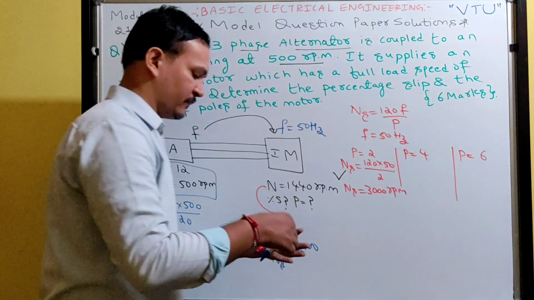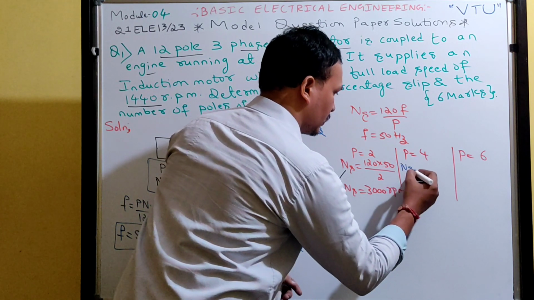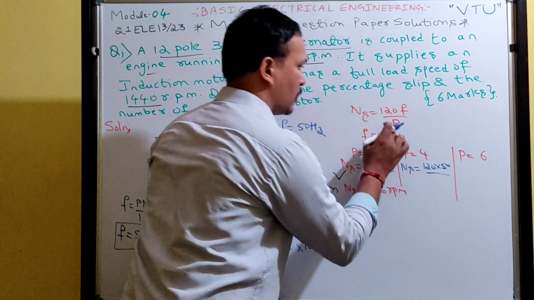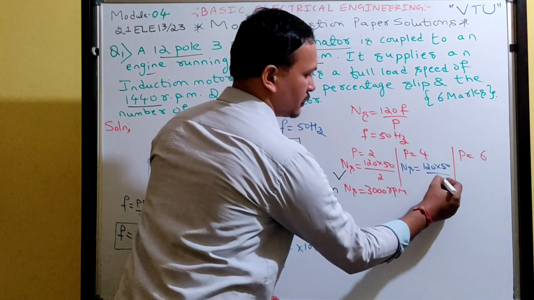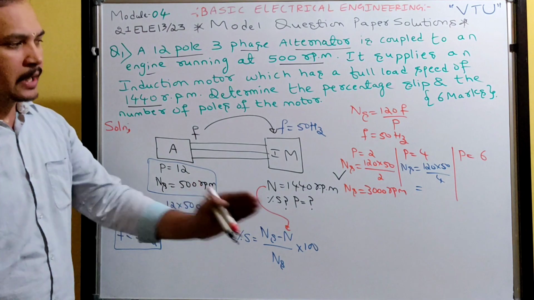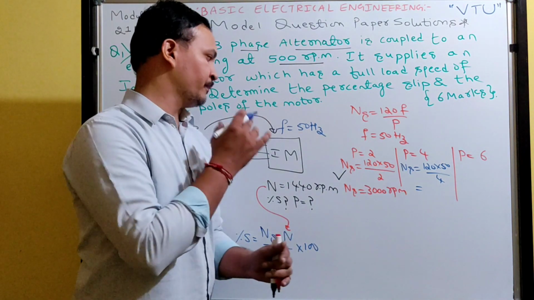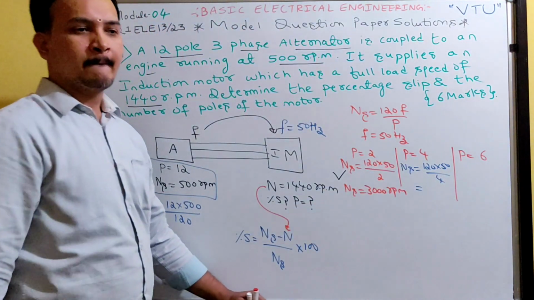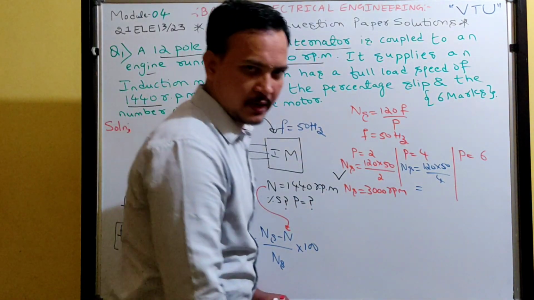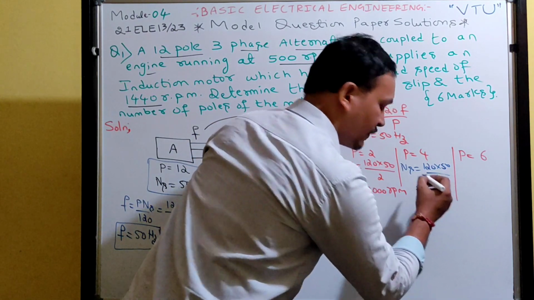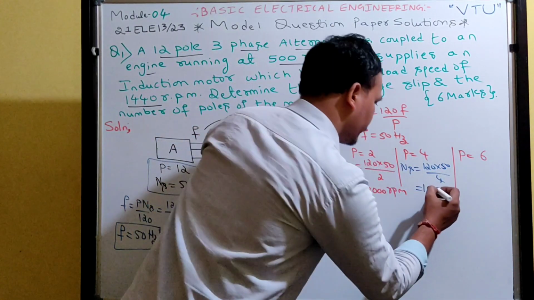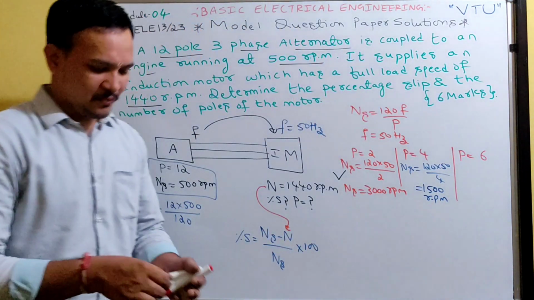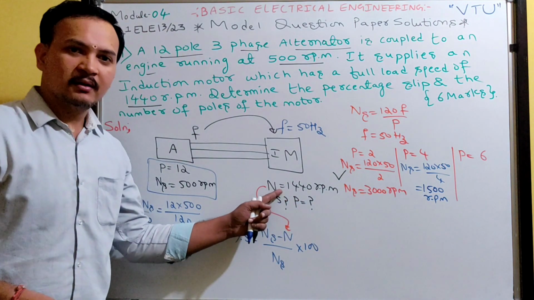Okay. Next, proceed further. Now ns is equal to 120 into 50 divided by, now replace P by 4 poles. Because we don't know how many poles there are, we are assuming and analyzing the difficulty in this problem. So do this. How much are you getting? 1500. Okay. So 1500 RPM. See now, ns is more than n.